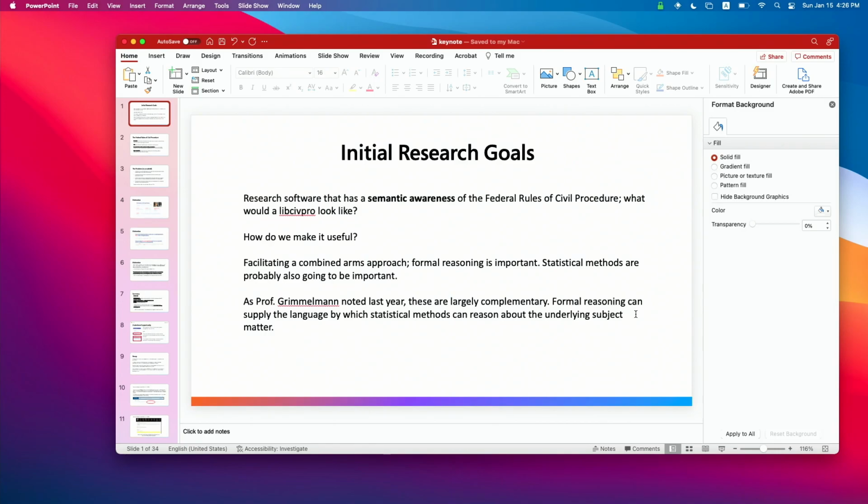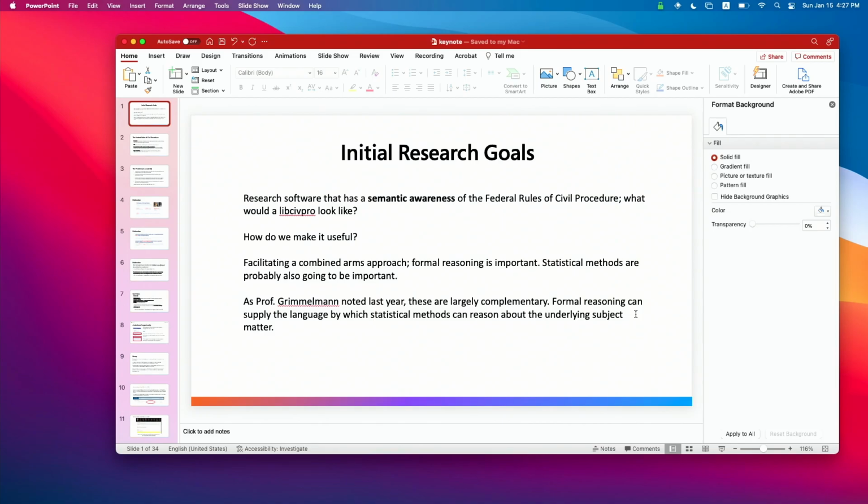Formal reasoning obviously is very important. It's also getting harder and harder to deny the effectiveness of statistical methods, like AI and machine learning. Although I do think you probably need to pair them in a way that makes sense out of the whole thing.